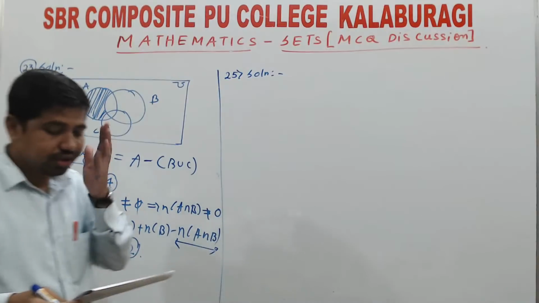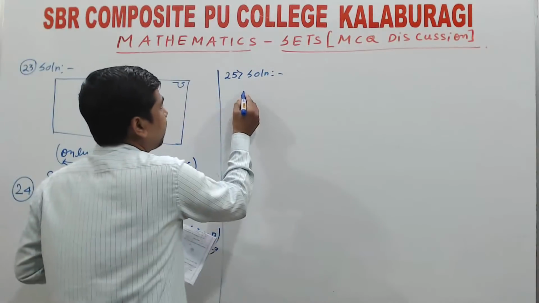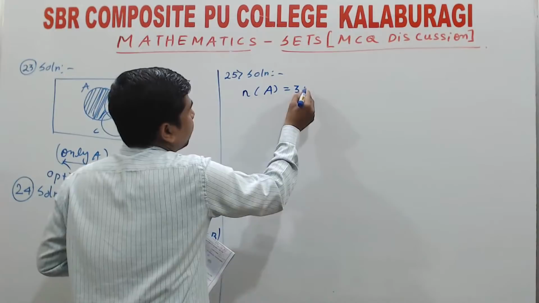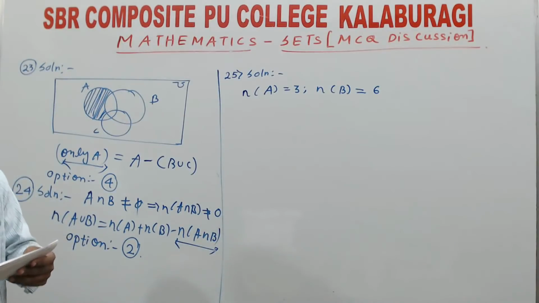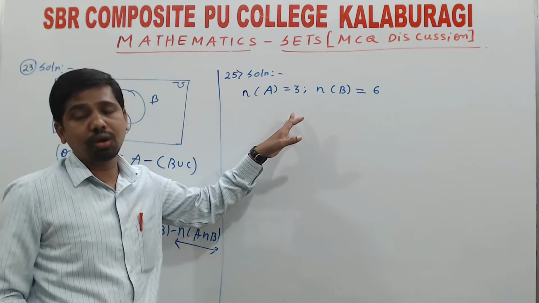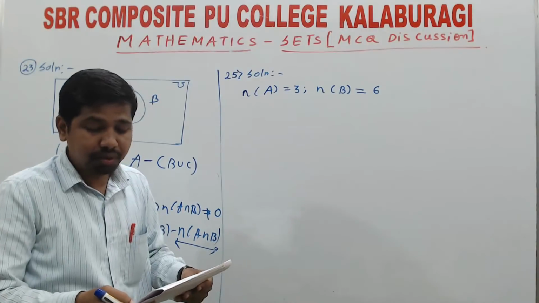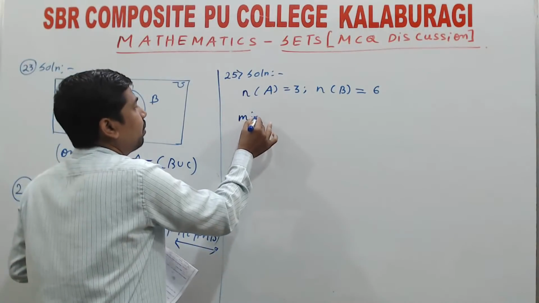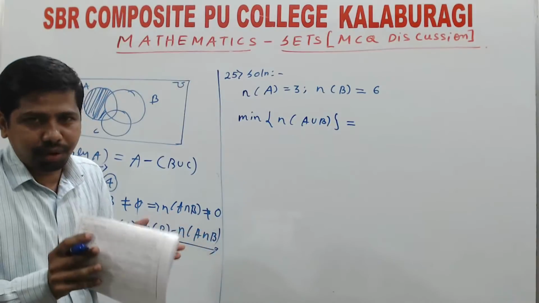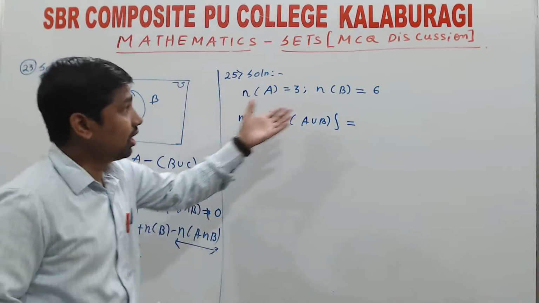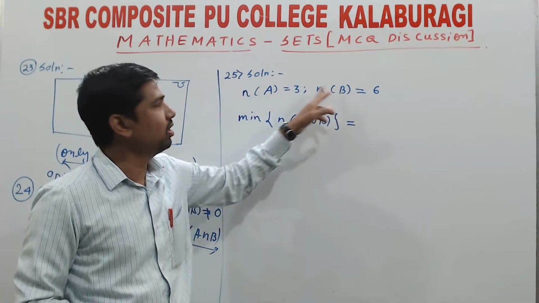I think this question we discussed in yesterday's class. Sets A and B have 3 and 6 elements respectively, meaning n of A is equal to 3 and n of B equal to 6. What is the minimum number of elements in A union B? Yesterday we had written a note on the minimum and maximum number of elements present in A union B and A intersection B. To get the minimum elements in A union B, what should I do? I should take maximum common. How many can I take maximum? Here 3 is there, here 6 is there.